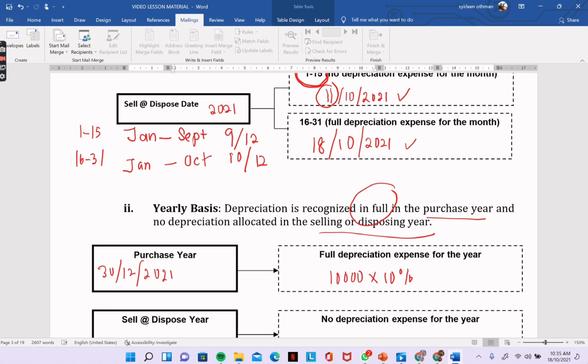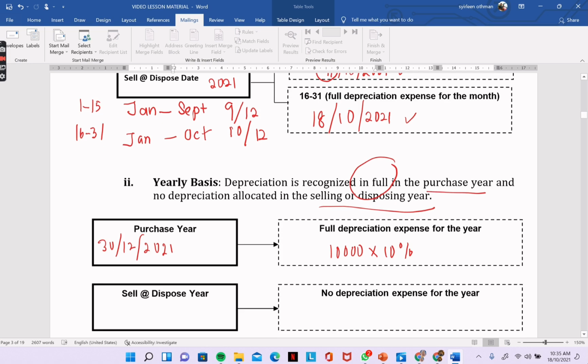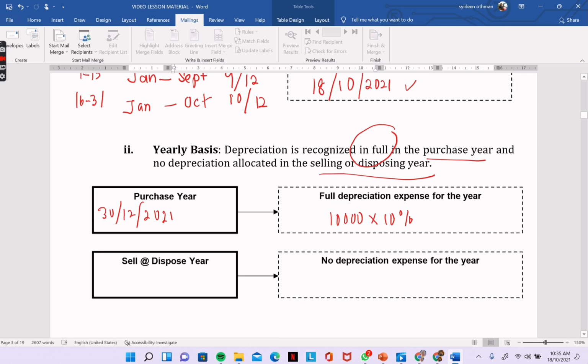The best part is when you are going to dispose of the asset. Let's say I want to dispose of the asset on the 30th of December, which is one day before I close my account. Is there going to be any depreciation expense calculated for the year 2021? If you are using the yearly basis, in your adjustment there won't be any depreciation expense for this particular asset. So no depreciation if we are using the yearly basis.